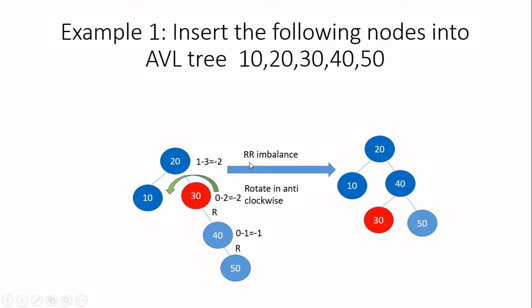RR means it is right imbalance. So now your tree is heavy in the right. So you are getting the imbalance as right imbalance. So how to deal with the right imbalance? When the letters are same, you are going to perform one rotation in the opposite direction. That means it is heavy in the right, so you are going to rotate towards the left. That is anti-clockwise direction you are going to rotate.